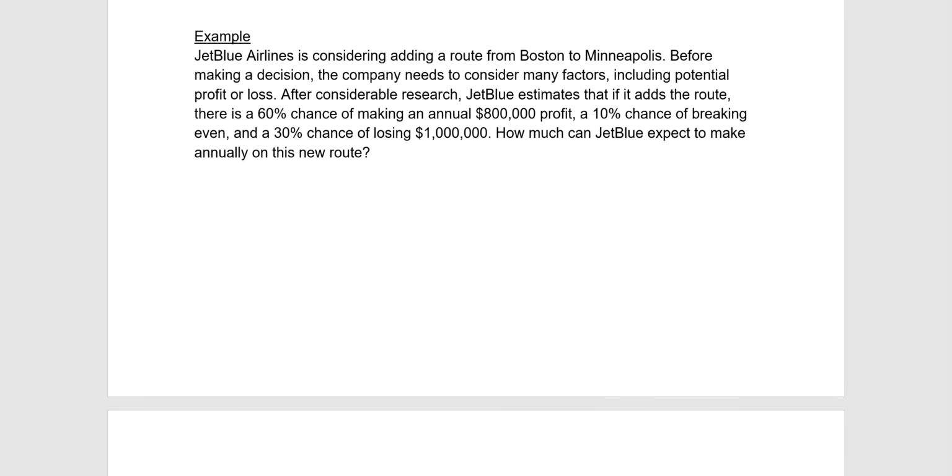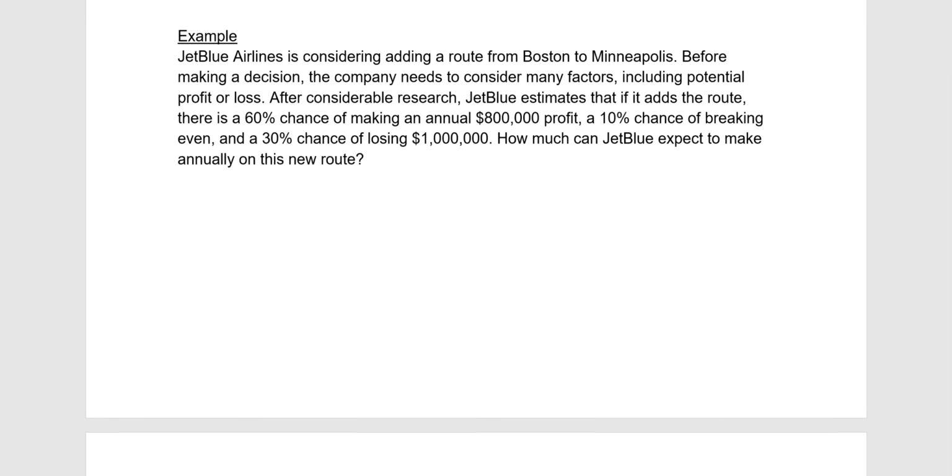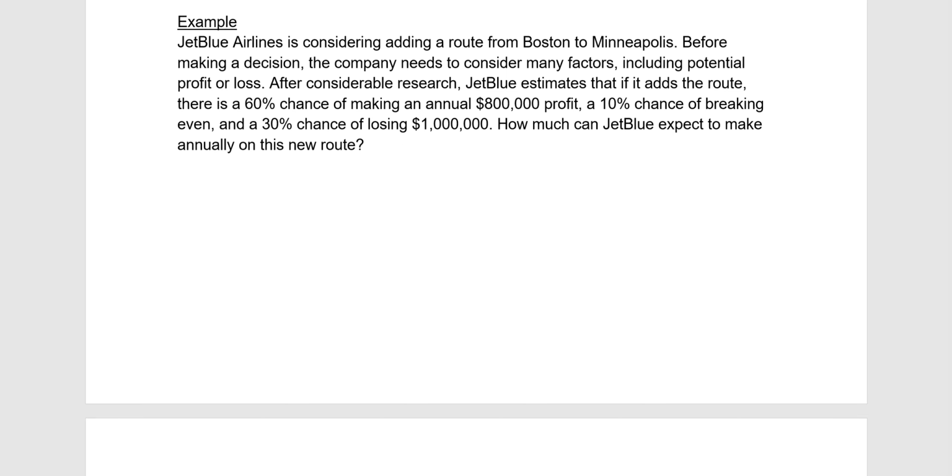JetBlue Airlines is considering adding a route from Boston to Minneapolis. Before making a decision, the company needs to consider many factors, including potential profit or loss. After considerable research, JetBlue estimates that if it adds the route, there's a 60% chance of making an annual $800,000 profit, a 10% chance of breaking even, and a 30% chance of losing $1 million. We want to know how much JetBlue can expect to make annually on this new route. If the answer is positive, then it's in their interest to add this route. If it's negative, then it's in their interest to not add it.